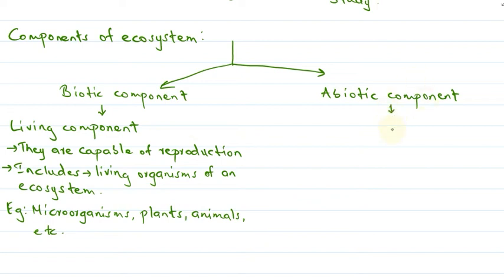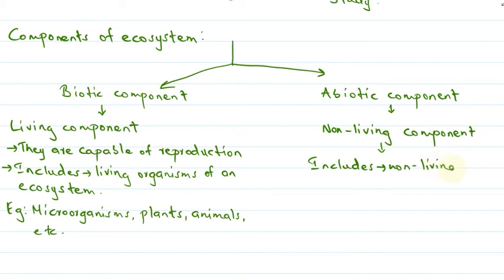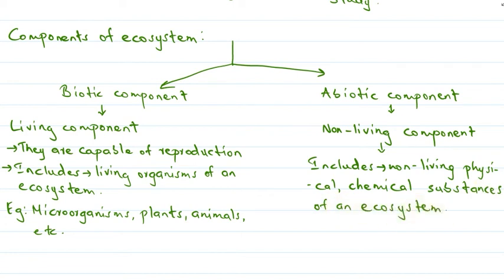Now let's see what is abiotic component. Abiotic component is the non-living component of the ecosystem. Okay, so here all the non-living things, that is the non-living physical or chemical substances, are included. It includes the non-living physical and chemical substances of an ecosystem.